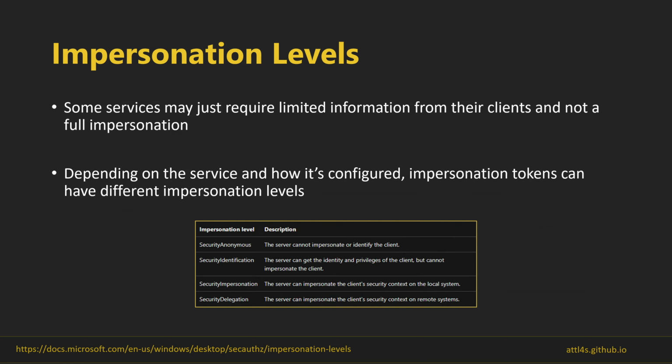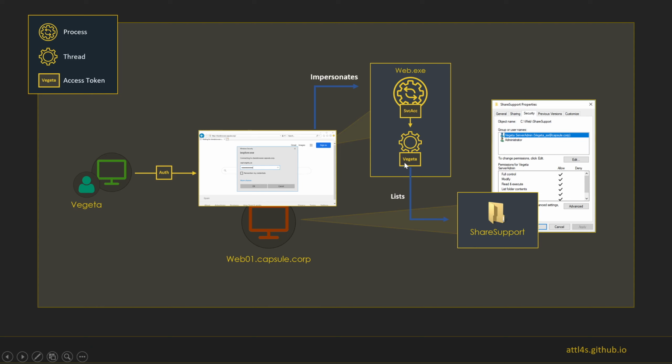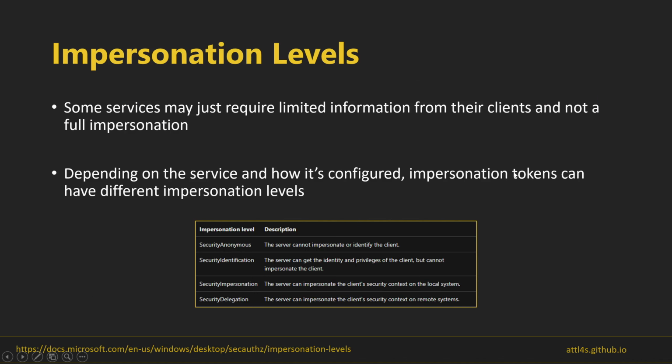And then a final interesting point is that some services may just require limited information from their clients. Here we are assuming a full local impersonation of the client. So when he tries to list this folder, it works because it has this rule. But maybe some services don't require this full impersonation. So depending on how the service is configured and how the client connects, there are different impersonation levels supported.